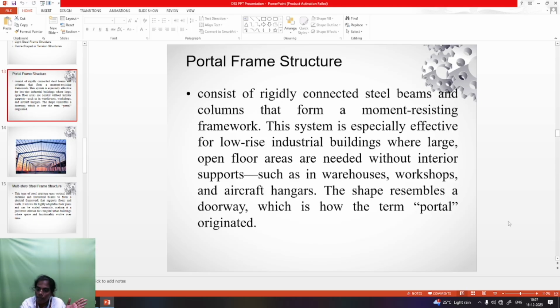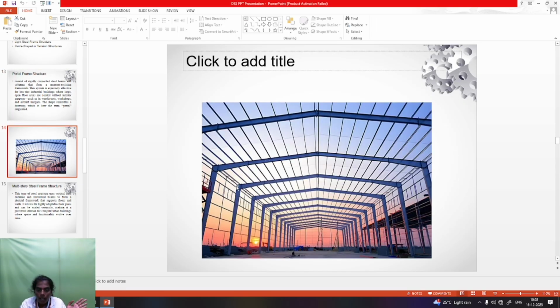Next, if the floor area is very large, you go for the portal frame structure. Examples are warehouses, workshops, aircraft hangars. These are the examples of portal frame structure. These are the column members. These are the beam members connected. No interior supports are used. Only the floor structure is very lengthy. Only beam and column connection is used. This is normally a workshop and warehouse building. This is an example of the portal frame structure.